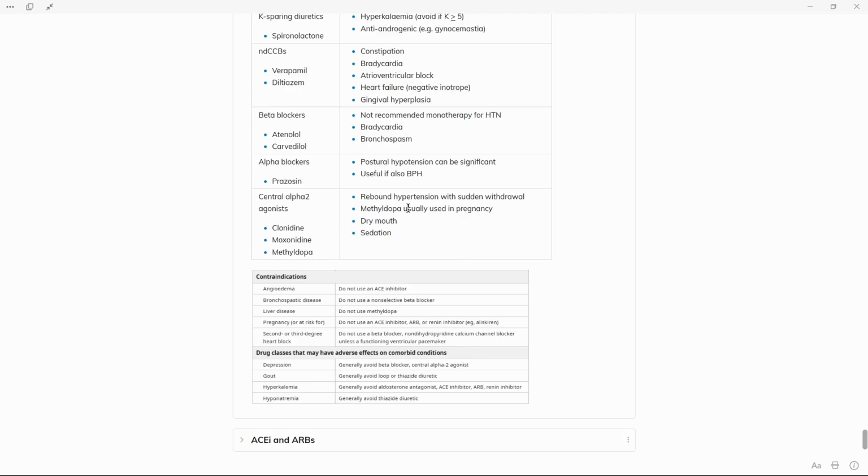The main drawback is that if you suddenly stop the medication, it can cause quite significant rebound hypertension, and this rebound hypertension can be quite severe and lead to target organ damage. So if you need to stop these medications, similar to beta blockers, you need to wean them off slowly. Methyldopa is usually the antihypertensive we use in pregnancy, and other side effects will be dry mouth and sedation.